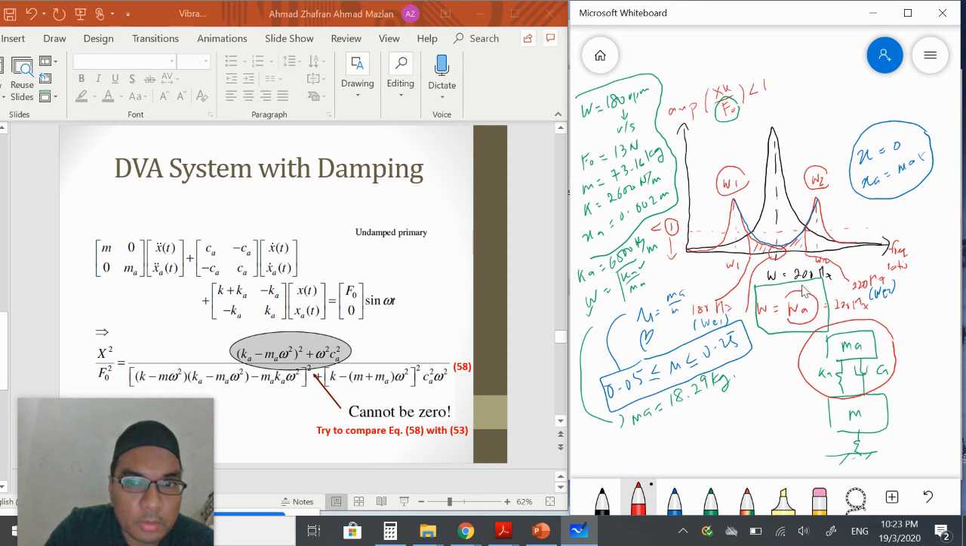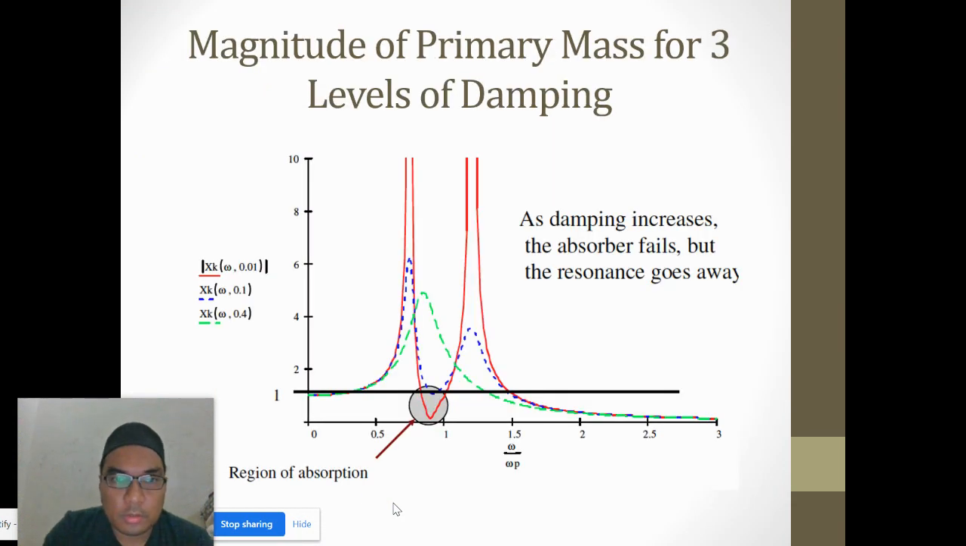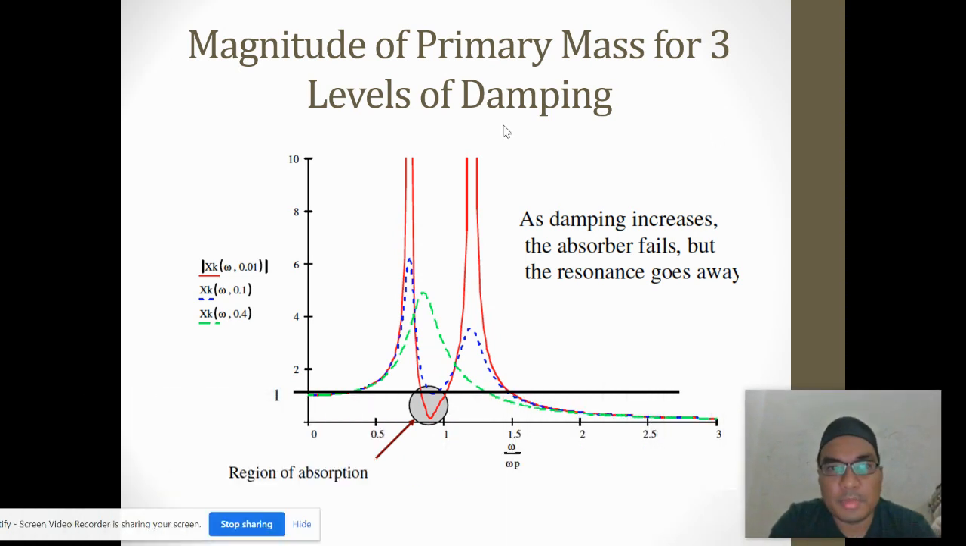Okay, when you add damping to the DVA, it will spoil the function of the DVA. It cannot become 0. So this we can see from this view.